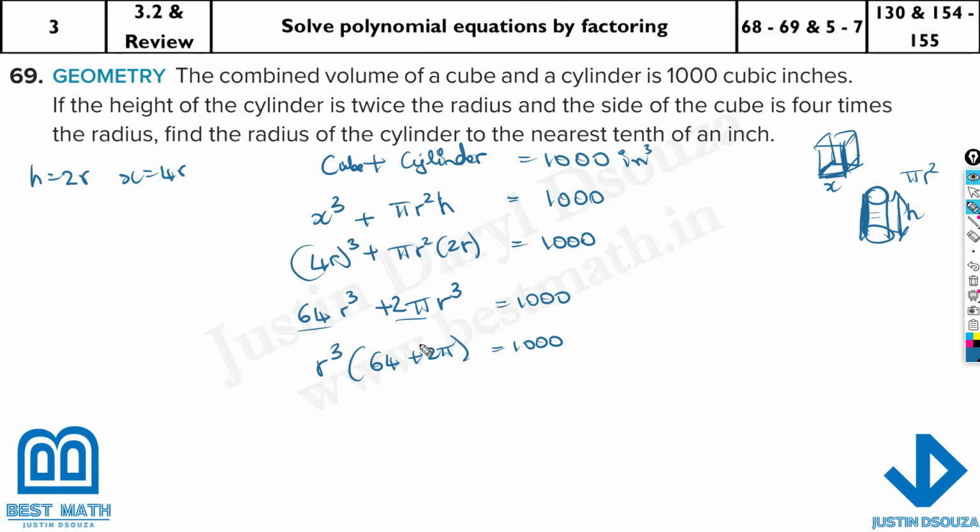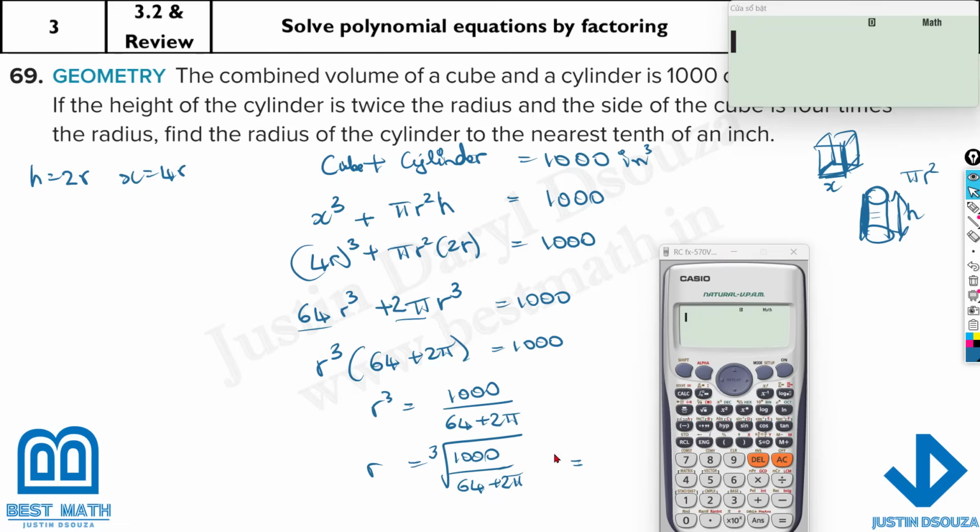They need it to the nearest tenth. So I'll just take it to the other side. R cube will be equal to 1000 divided by 64 plus 2 pi. Then you can take the cube root on both the sides. So cube root of 1000 divided by 64 plus 2 pi is the radius of this particular cylinder. Let's use a calculator and solve this up. Here then, it's shift and this symbol here, I guess. Yes, that's the cube root symbol.